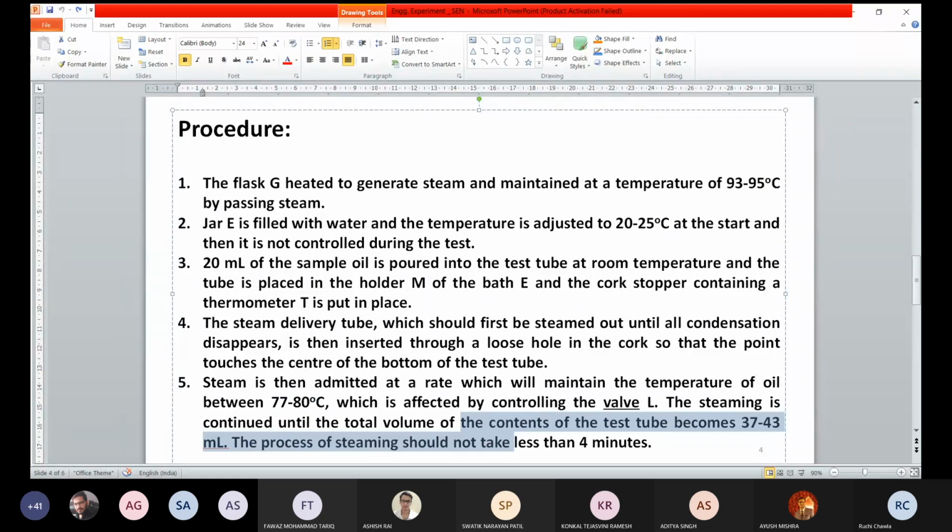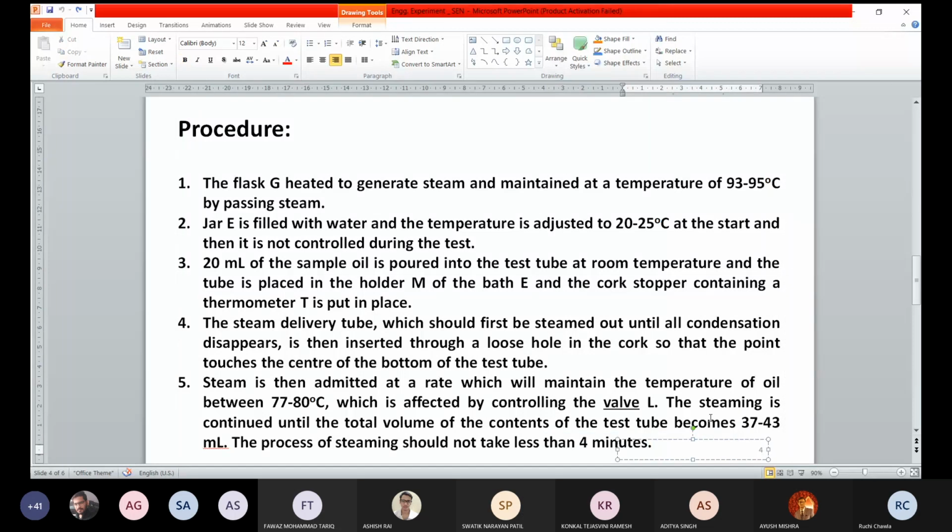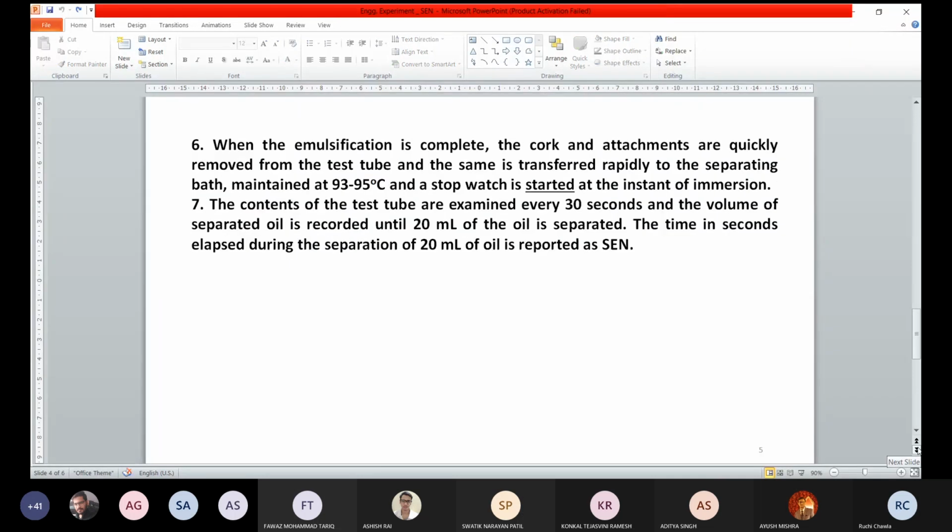And this should not take less than 4 minutes, meaning you should give it sufficient time. The speed should be controlled in such a manner that the temperature of the oil is maintained around 77 to 80, and the process should not take less than 4 minutes, so that a proper emulsion is formed. If you pass it very quickly, then a proper emulsion might not get formed.